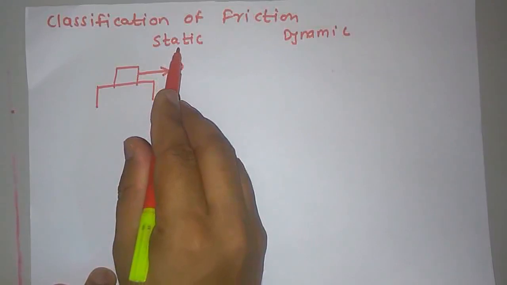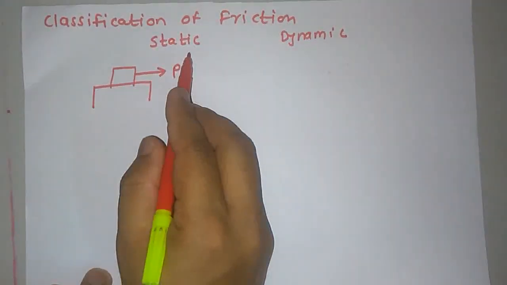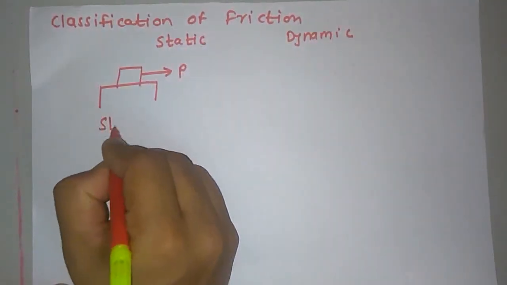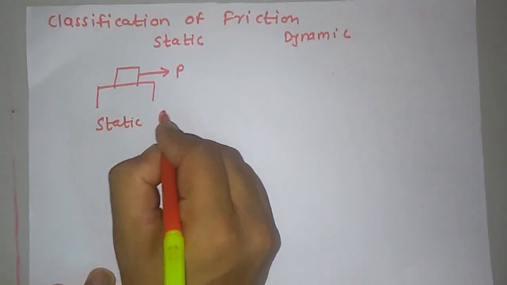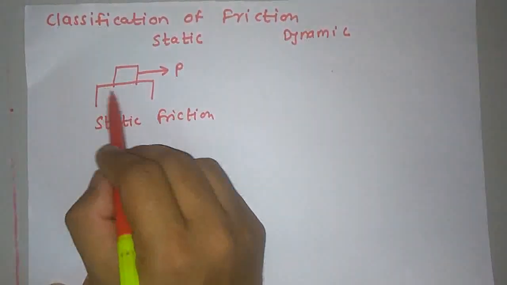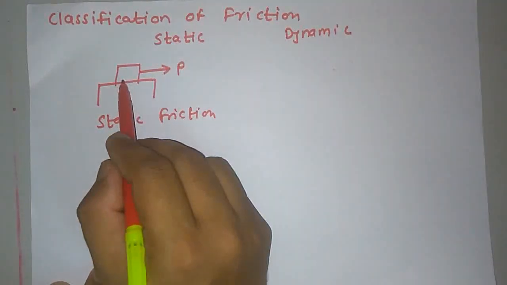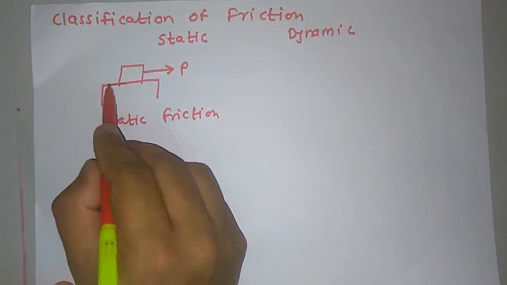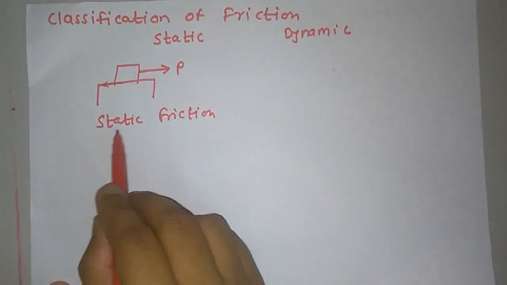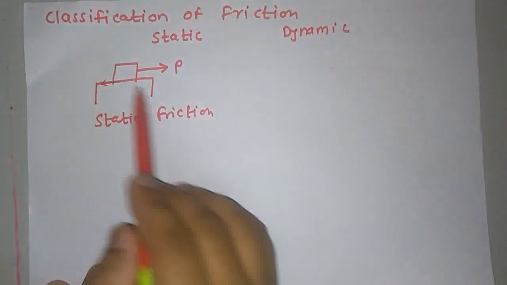So it is the friction experienced by a body when it is at rest under the action of force. That is meant by static friction. We are applying the force to this block, but though we are applying the force, it is not moving, so it experiences friction. That friction is static friction. Basically, static friction is the friction experienced by a body when it is at rest.